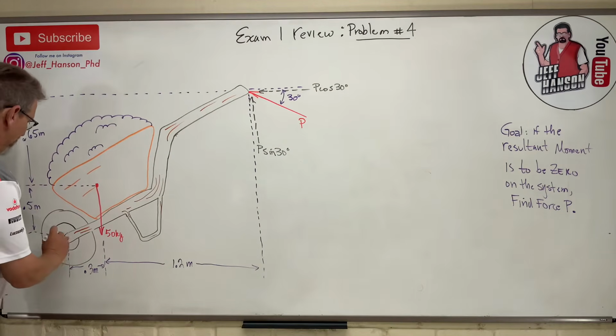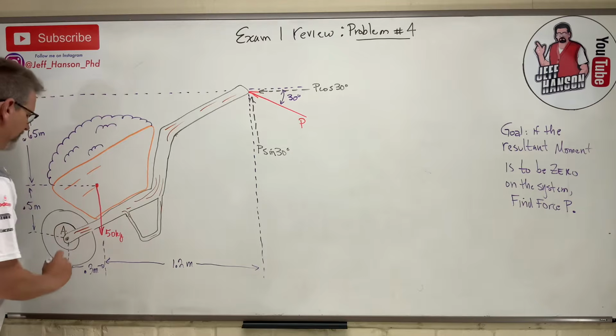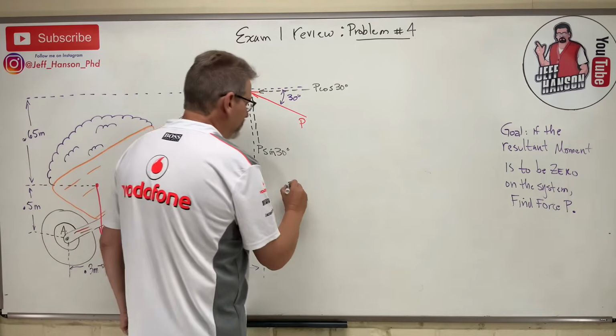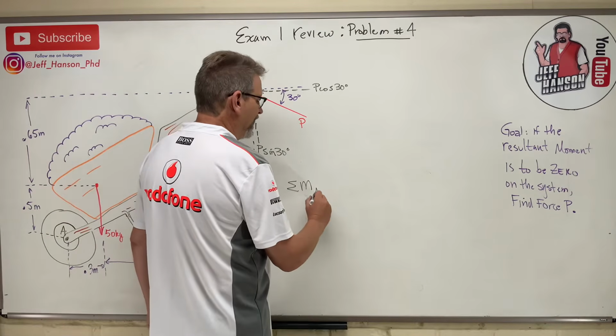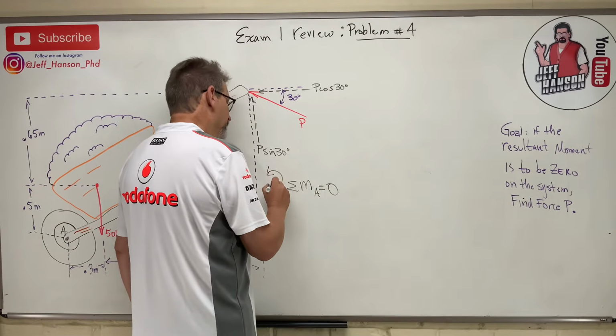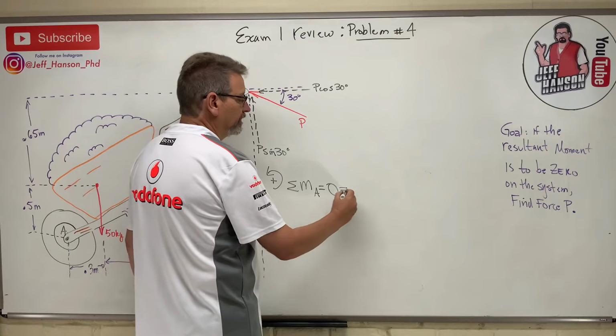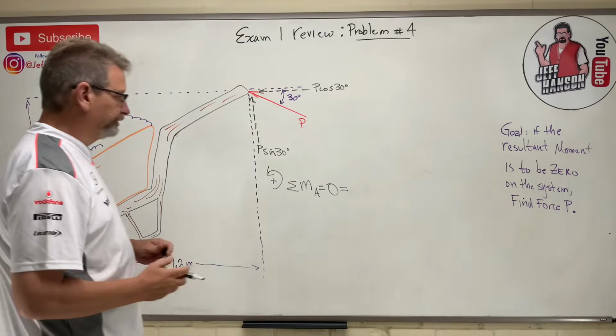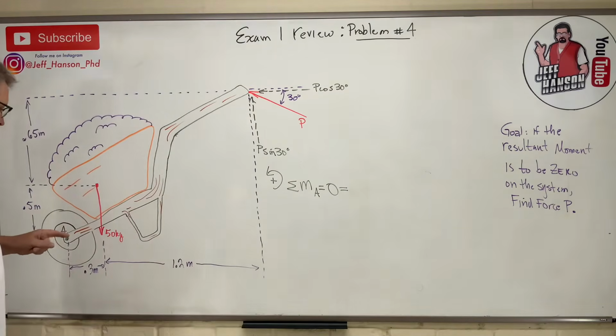Okay. All right, so here we go. Let's call that point A. Let's just make up a letter there. We'll call it point A, and we're going to take the sum of the moments about point A, and it's got to equal 0. Counterclockwise positive. Now you can take it anywhere, but I think A is a good place.